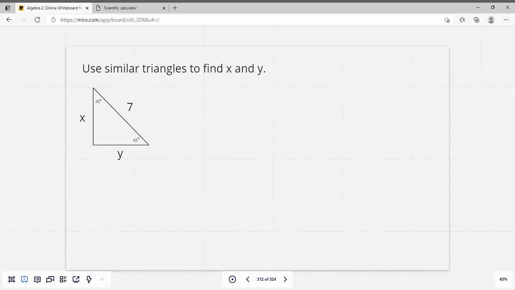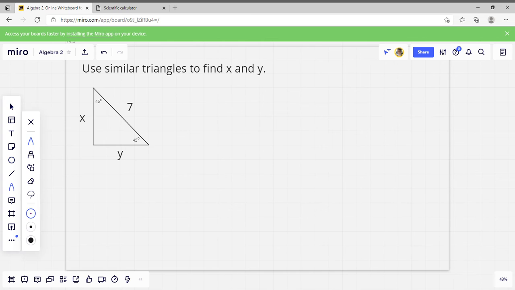Alright, so let's do an example. Use similar triangles to find x and y. So we've got 1, 1, square root of 2. Our scale factor would be 7 times our scale factor equals square root of 2. And we just divide by 7. So our scale factor is the square root of 2 over 7.